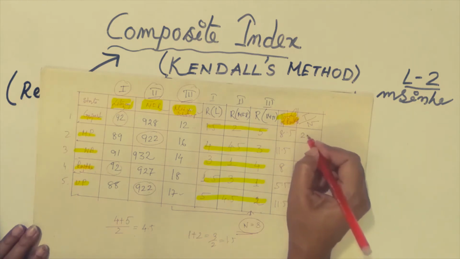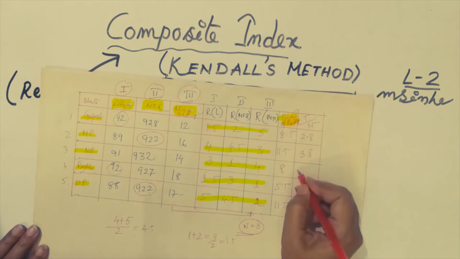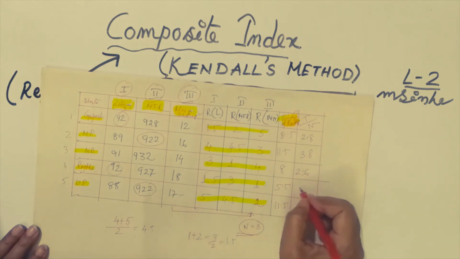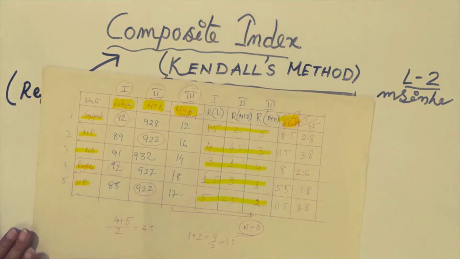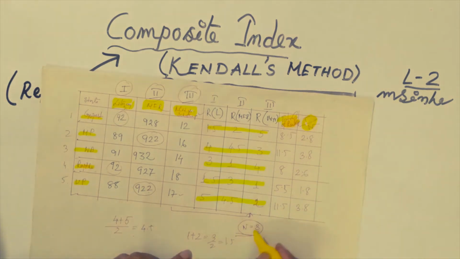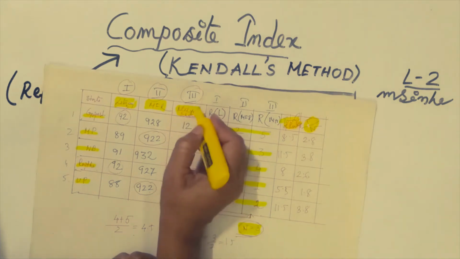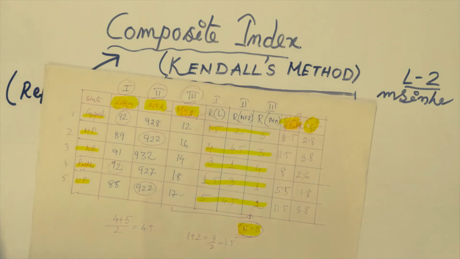That is 2.8. 11.5 divided by 3 is 3.8. 8 divided by 3 is 2.6. 5.5 divided by 3 is 1.8. And 11.5 divided by 3 is 3.8. So the calculation part is over. It is just the total divided by n, where n is the total number of indicators, the total number of attributes.